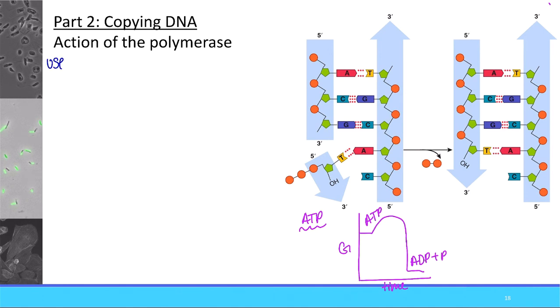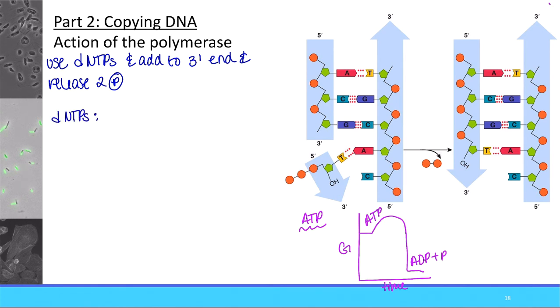What the polymerase does is it's going to use dNTPs, and dNTPs are deoxyribonucleotide triphosphates. We're going to add to the 3' end. And if we peek at this picture, it gives us a hint here. We have 2 phosphates that are released. For a dNTP, we're going to have a sugar with a base, and we have 3 phosphates attached to that.